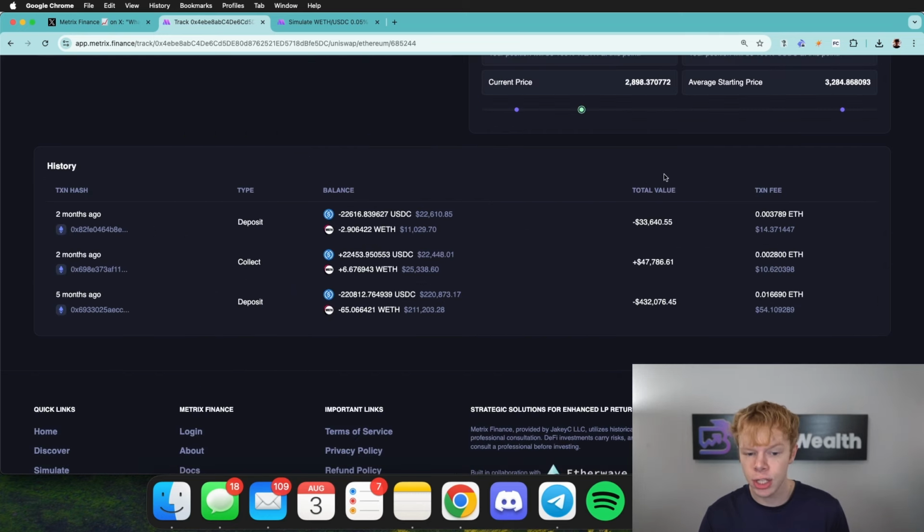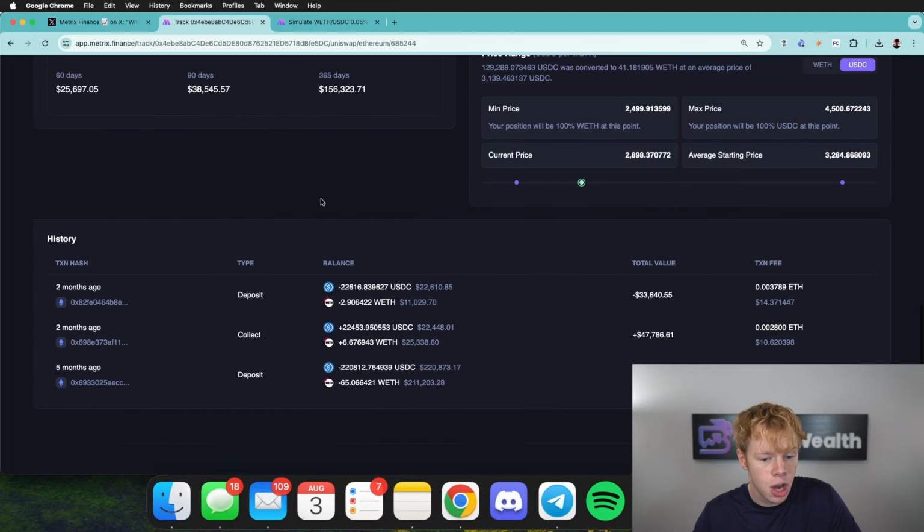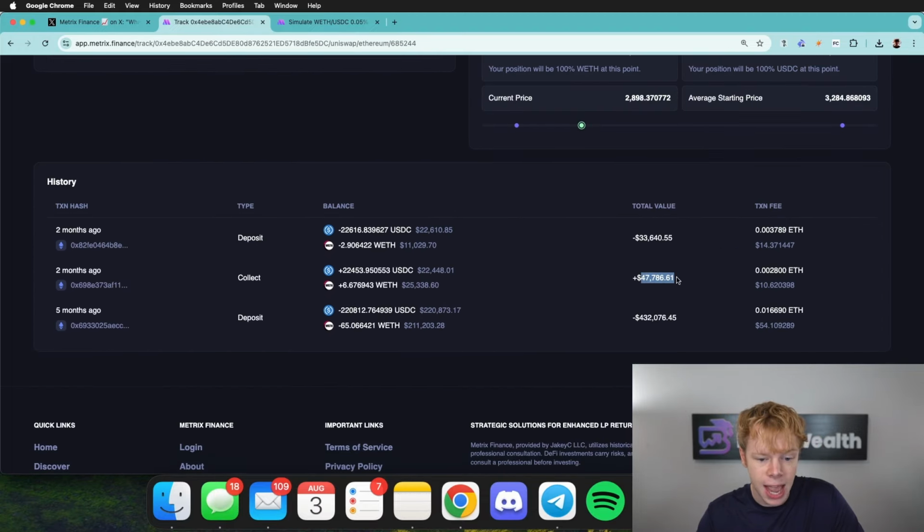Now, diving into the history of the transactions, you can see they've only made 3 different actions here. Number one is the initial deposit of $432,000. That's about what they have right now, basically. Number 2 is going to be the $47,000 in fees that they collected. And then number 3 is going to be deploying $33,000 in fees.